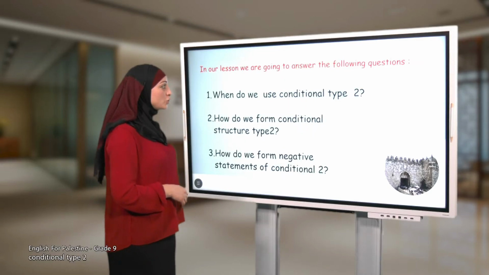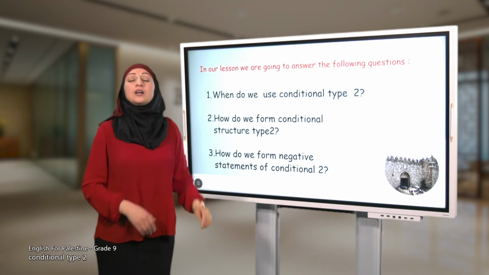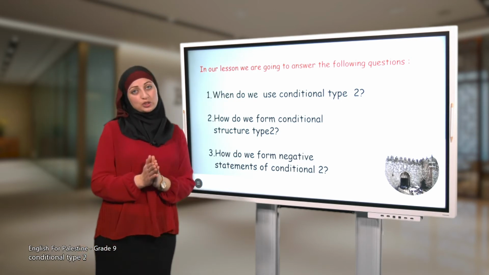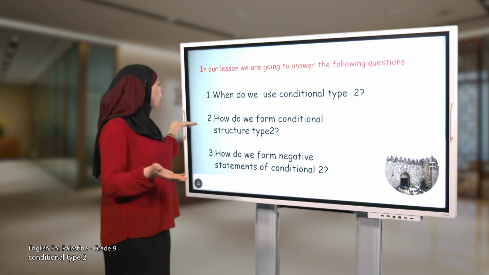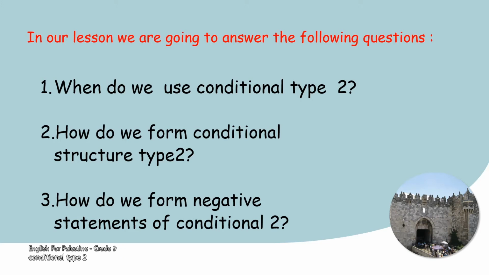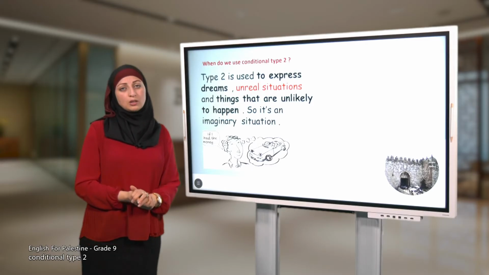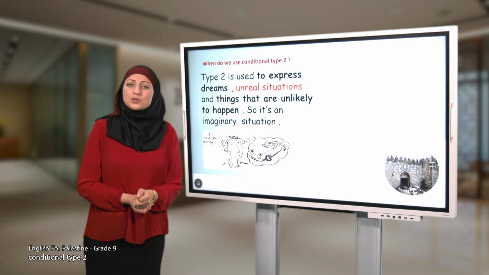So we have questions. In our lesson, we are going to answer the following questions. Question number 1, when do we use conditional type 2? Number 2, how do we form conditional type 2? Number 3, how do we form negative statements of conditional 2? The first question, when do we use conditional type 2?